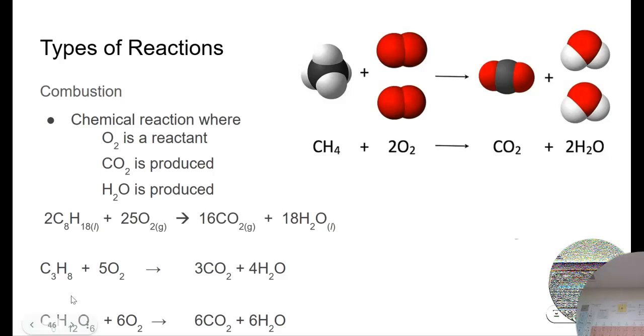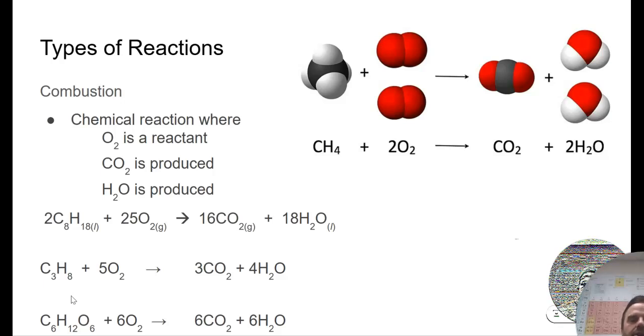All right, the next type is something called combustion. Combustion is a chemical reaction where oxygen is a reactant. In all of the other types, we haven't really specified what those substances need to be. They could be all different types of substances. But with combustion, we're talking about a very specific type of reaction that involves certain substances.